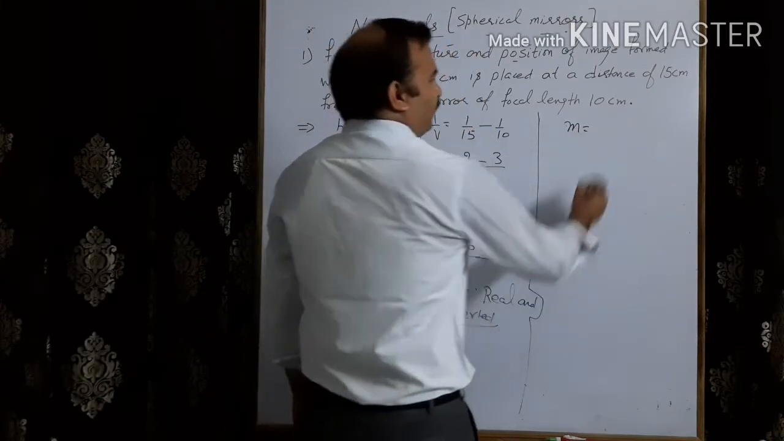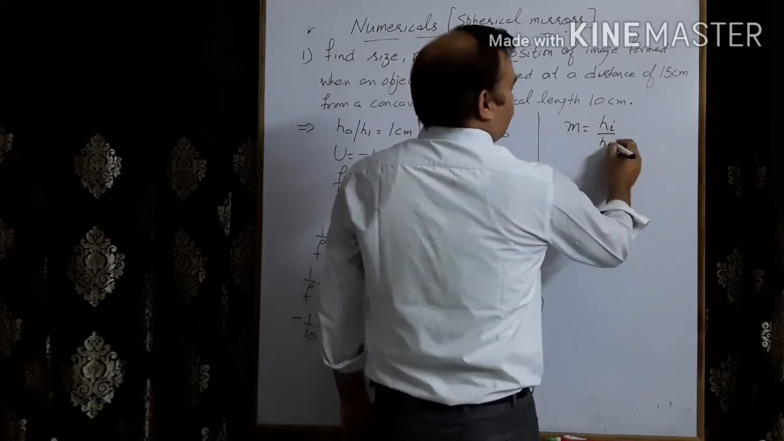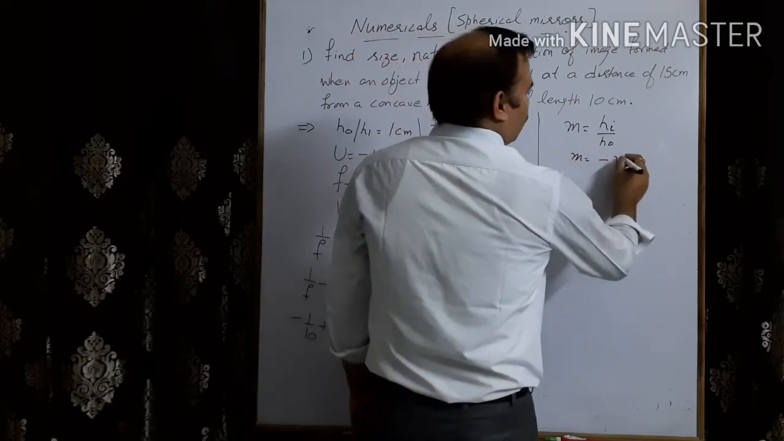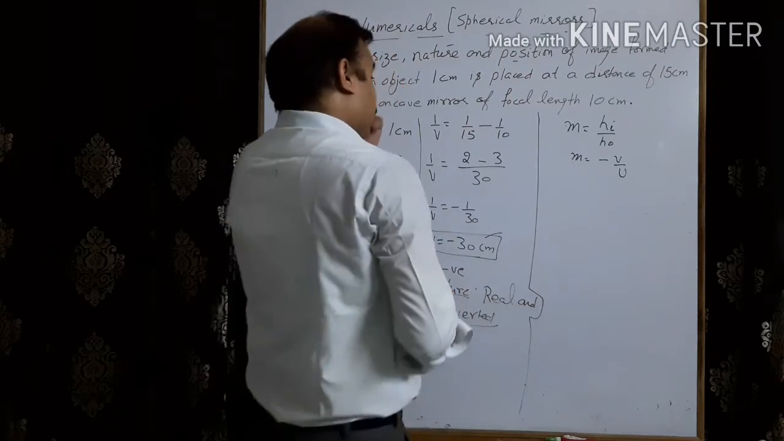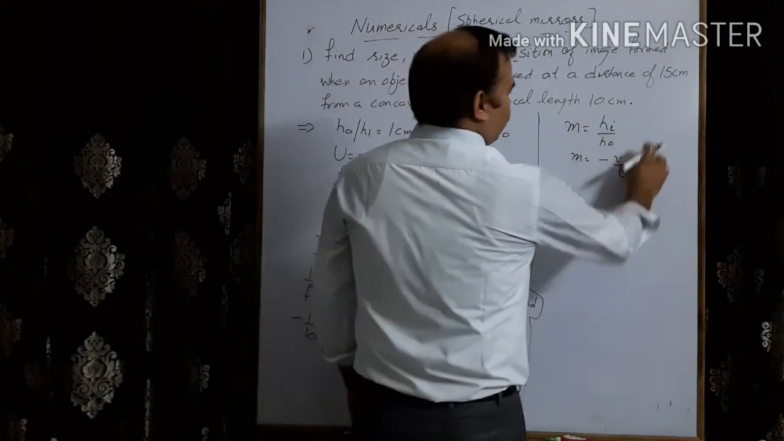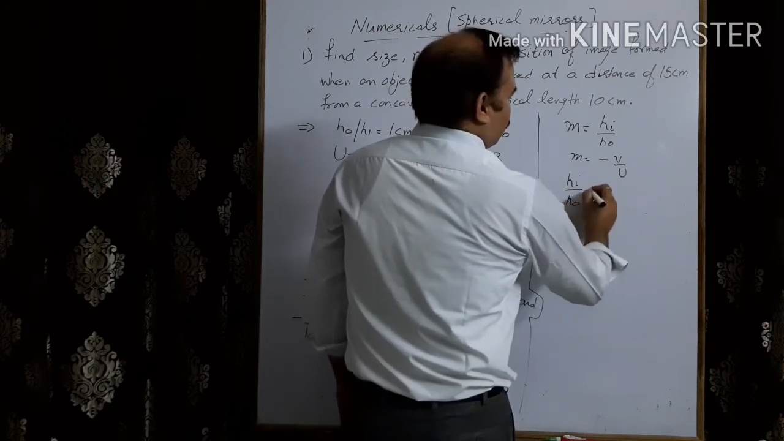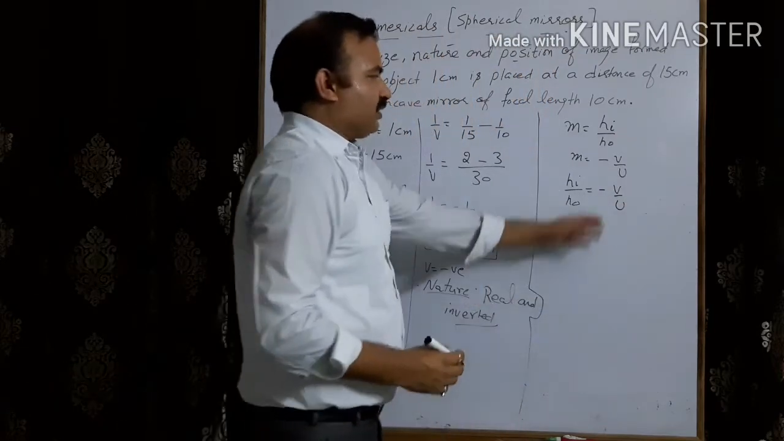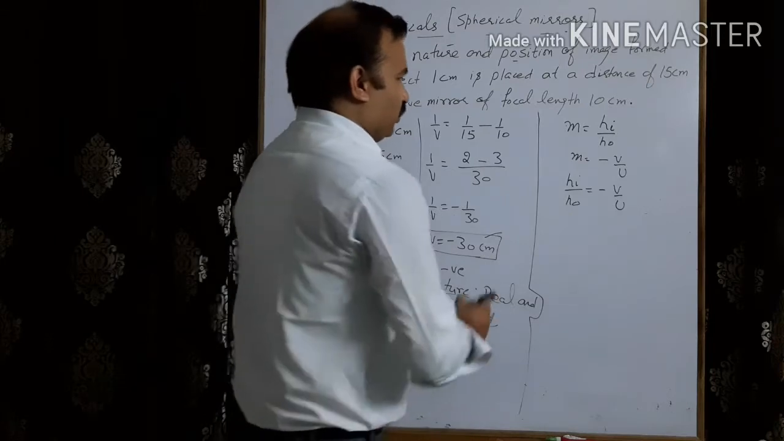We know that magnification is equal to height of an image upon height of an object. Also magnification is equal to minus v by u. So from this equation we can write that hi upon ho is equal to minus v by u. Now substitute the value of v, u and ho.